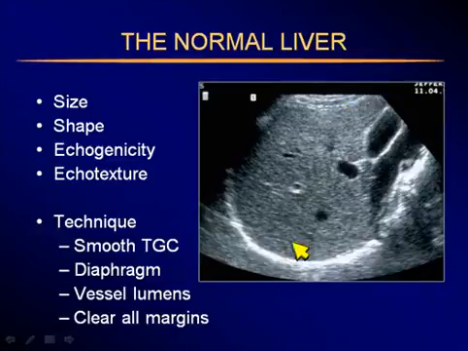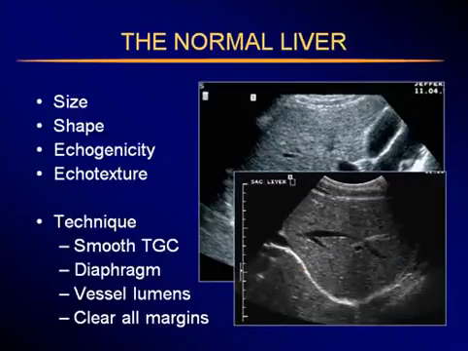The liver is very susceptible to technique. We have to make sure that we have a nice, smooth TGC curve. We want to make sure that the penetration goes all the way back to the diaphragm. Here is this curvilinear bright structure. We would like to have the vessel wall, vessel lumens clear of extraneous echoes. And when we scan the liver, we want to make sure that we clear all of the margins of the liver.